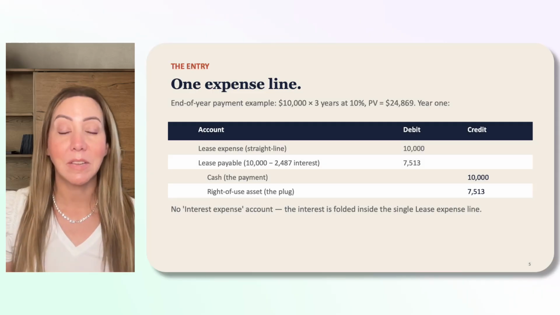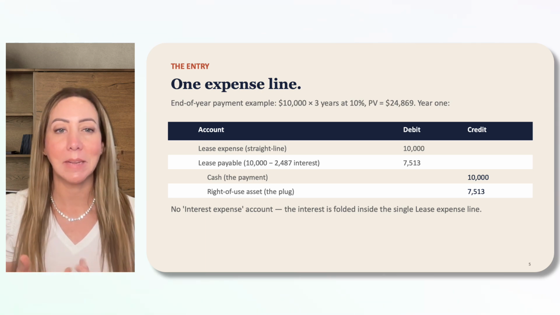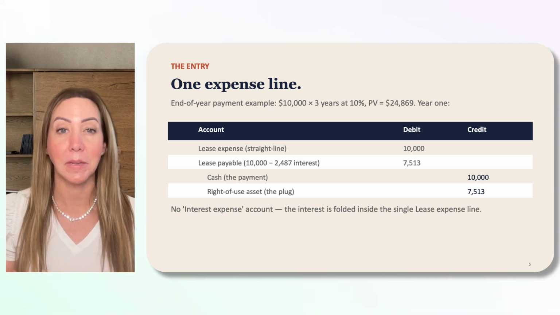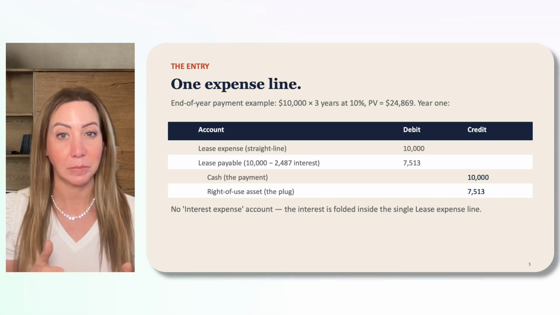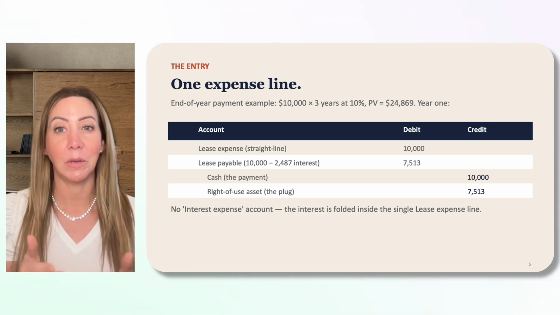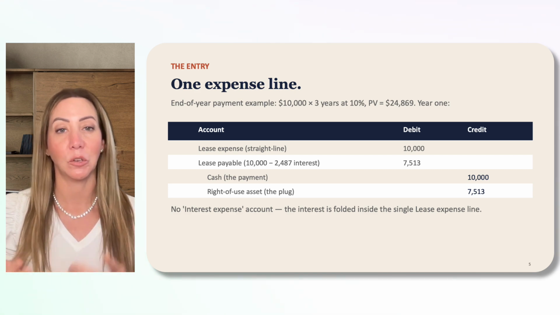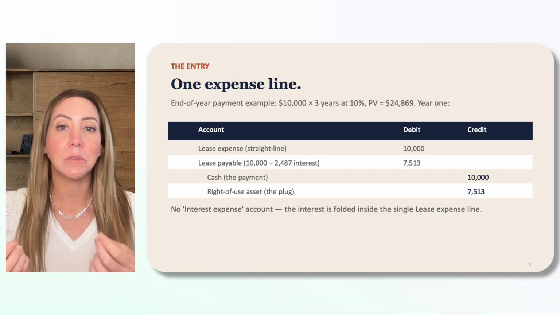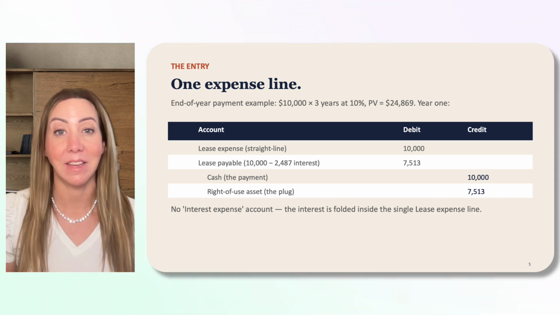Let me show you what that looks like with a journal entry, using a lease with payments at the end of each year. Debit lease expense and credit cash for the amount of the lease payment. If it were a finance lease, we would have allocated $24.87 to interest expense. But here we don't have to do that. We can use the amount that would have been allocated to principal to debit lease payable and credit right of use asset. Those accounts will still be zero at the end of the lease, which accurately reflects what's going on here. We're paying rent for an asset that we won't have anymore at the end of the lease.